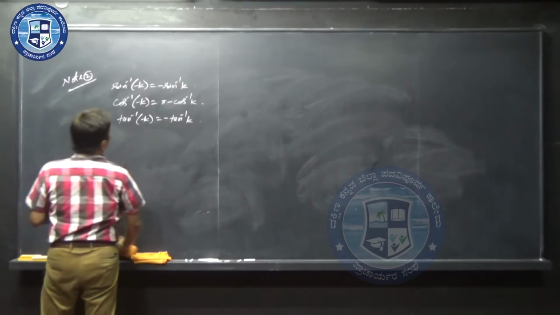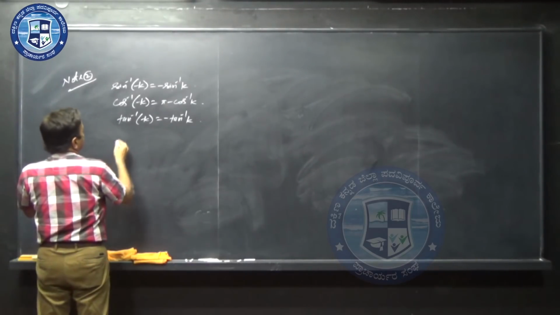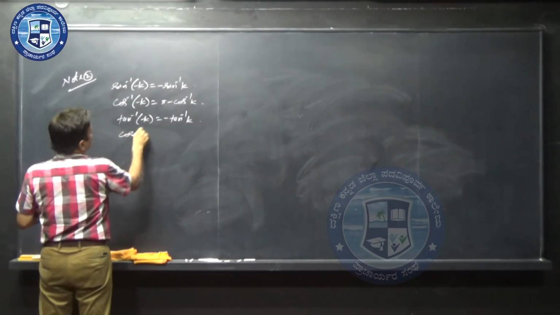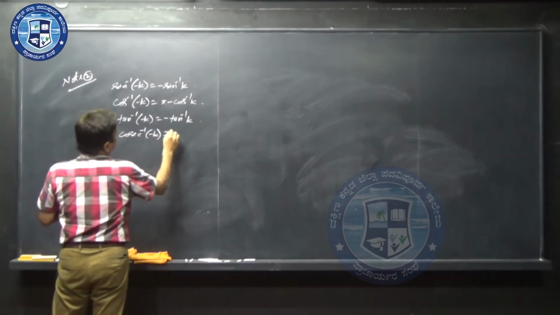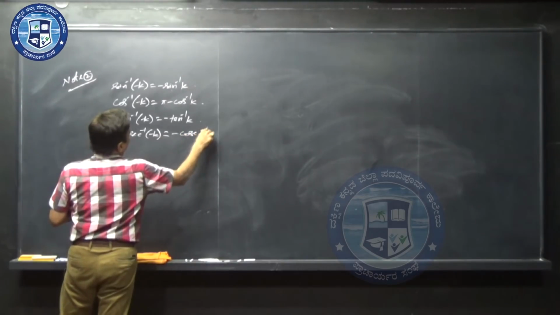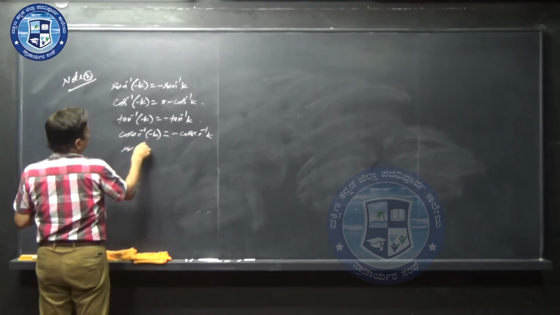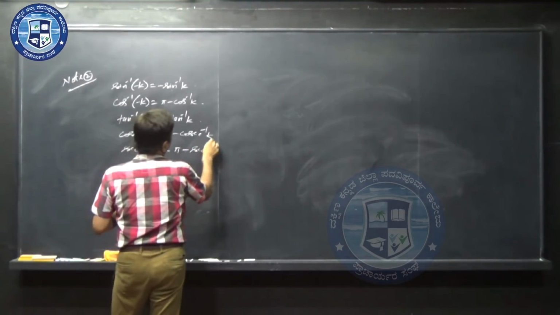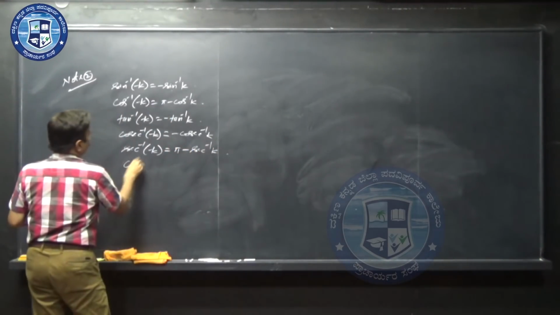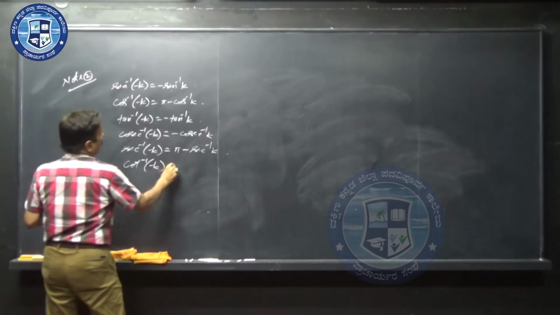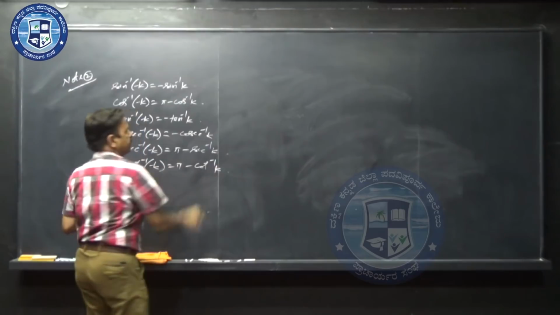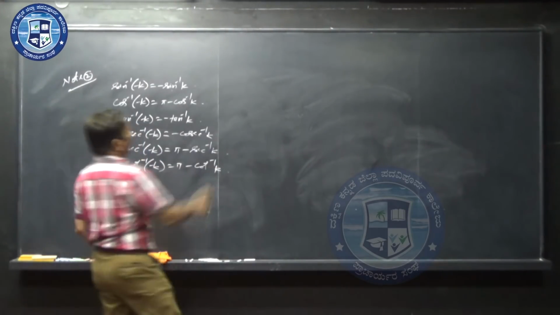Then cosec inverse of minus k is equal to minus cosec inverse k. Then secant inverse of minus k is equal to pi minus secant inverse k, and cot inverse of minus k is equal to pi minus cot inverse of k. We can take examples under this.